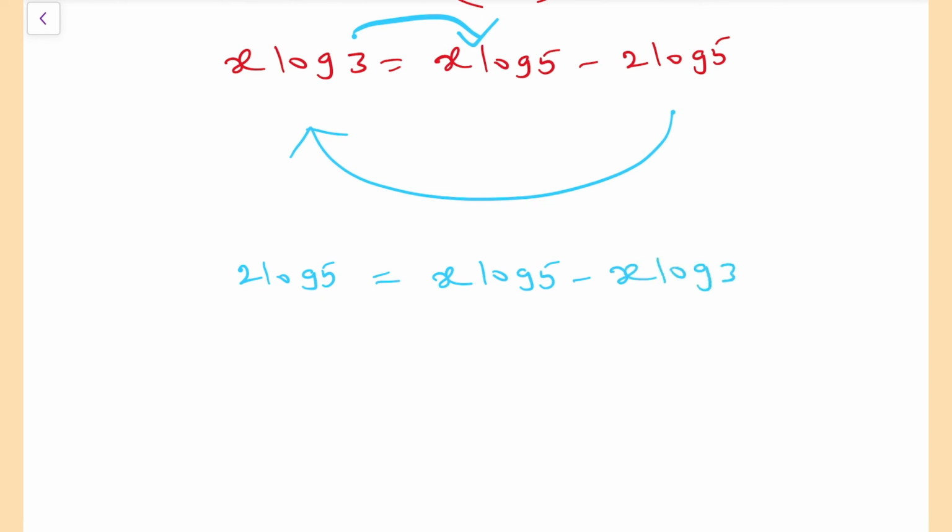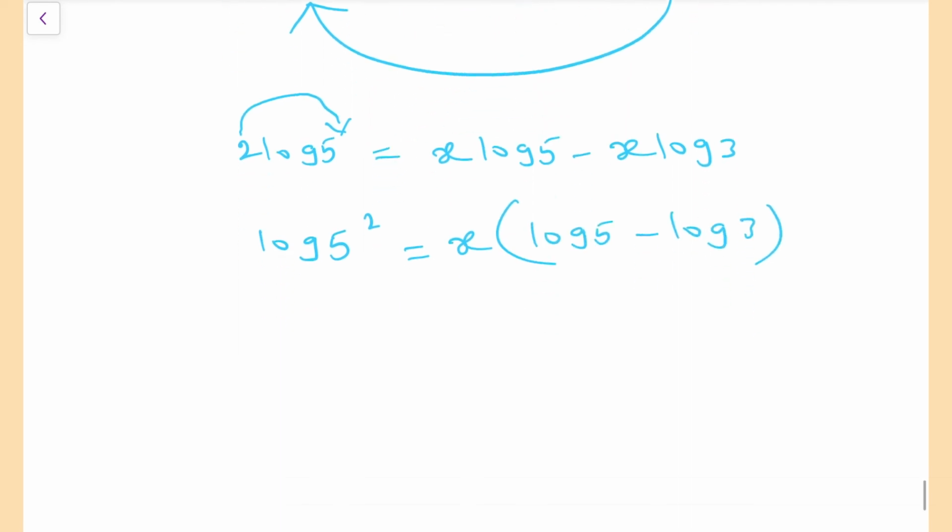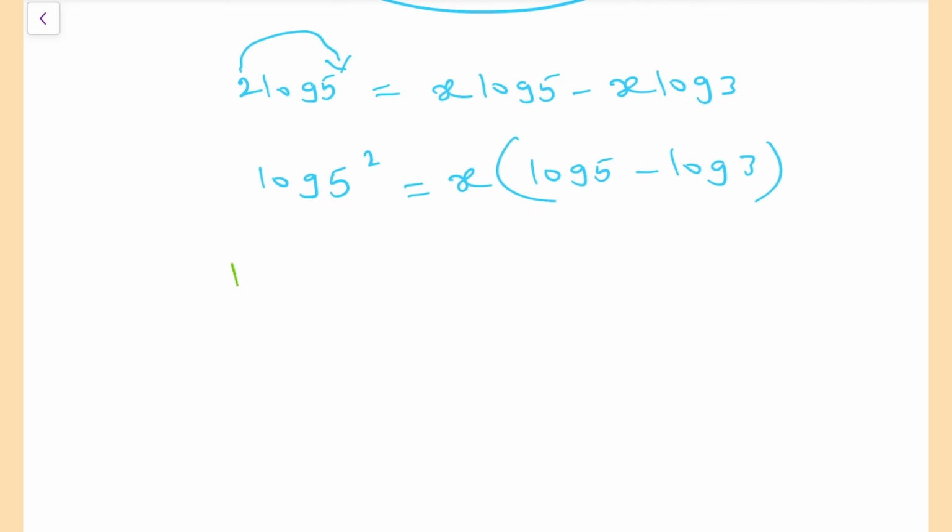This left side part, this 2 I will take as the power. So log 5 square equals x log 5 minus x log 3. We can take x common, then we remain with log 5 minus log 3. Log 5 square, 25, equals x into log 5 minus log 3. It is in the form of log a minus log b. So log a minus log b equals log a by b. That is, if subtraction is there, we will write it as a division. So the same way, log 5 minus log 3 can be written as log 5 by 3.